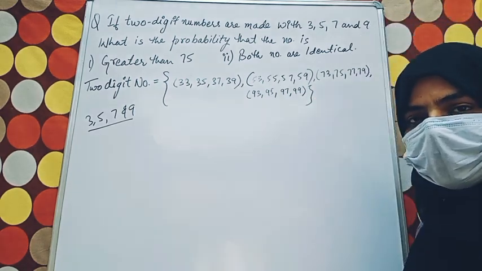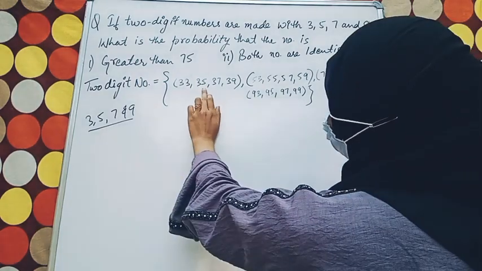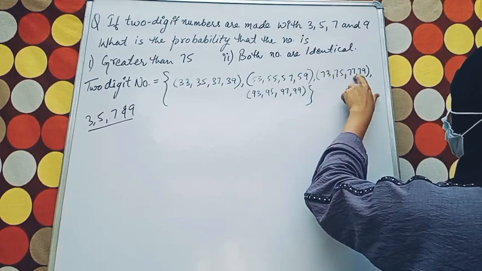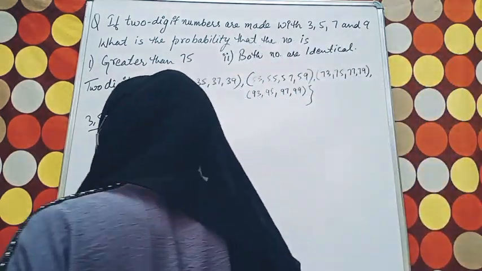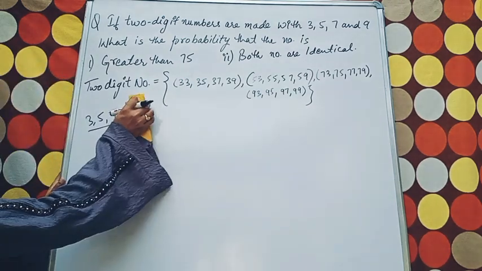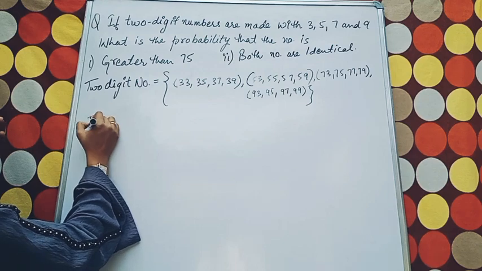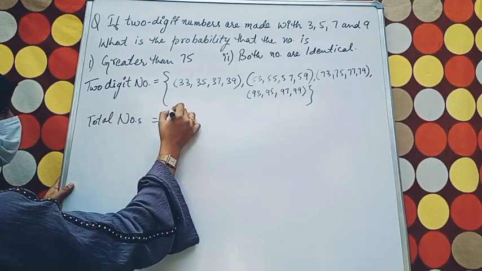Okay. So our 2 digit numbers are formed. So let's see how many are there. 1, 2, 3, 4, 5, 6, 7, 8, 9, 10, 11, 12, 13, 14, 15, 16. So total numbers are how many? 16. Total numbers equals 16.